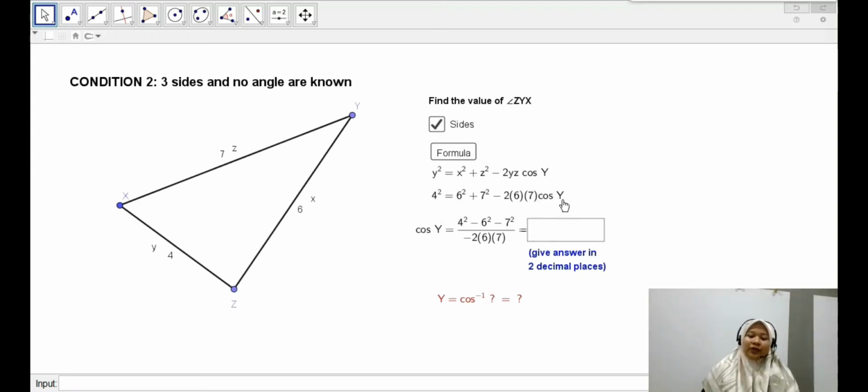To find y, we have to make cos y the subject. So all of this we need to move to the left-hand side. I just switch the position here. Cos y equals 4 square minus 6 square minus 7 square over negative 2 times 6 times 7. If you calculate this, let's fill in here, we will get 0.82.